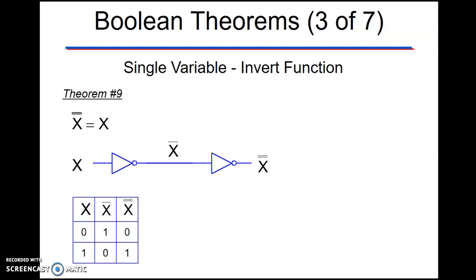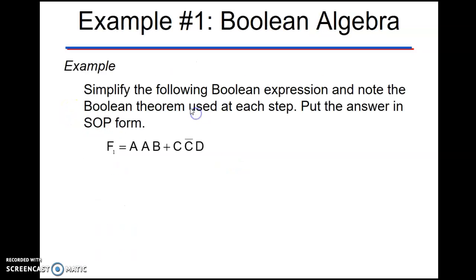The ninth theorem is saying I can have a double not. So a not x goes through another inverter. So now I'm not x. So if I'm not x, I'm actually a value of x, because it's like a double negative.